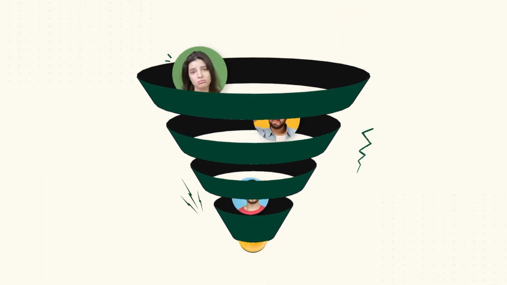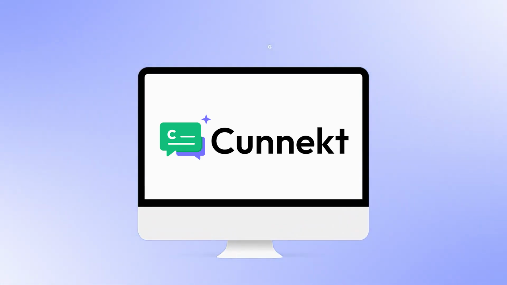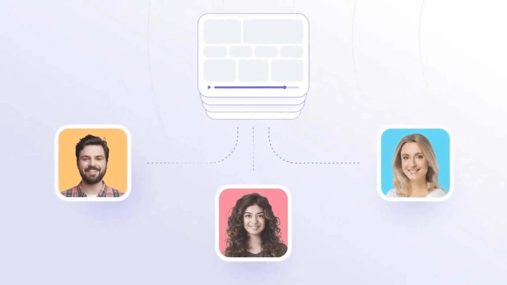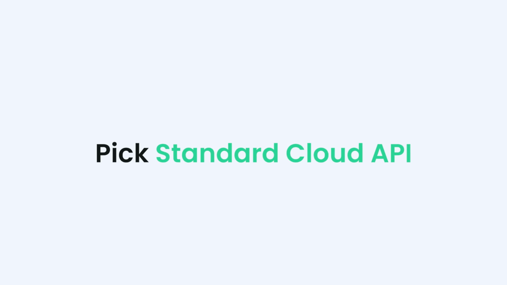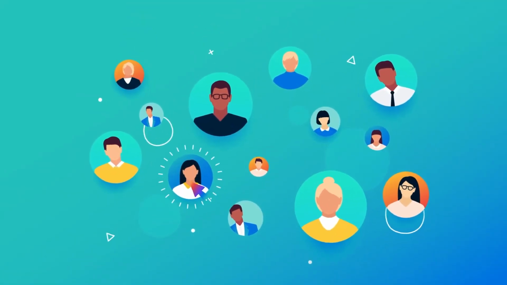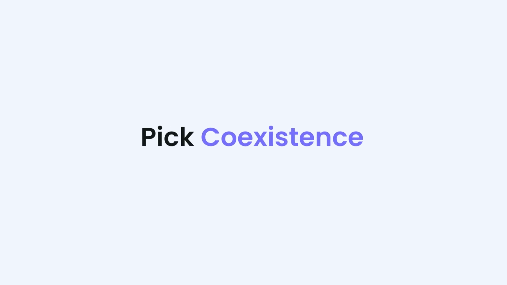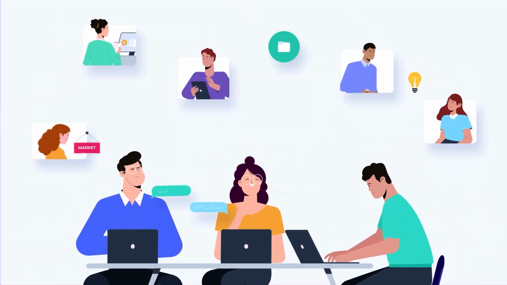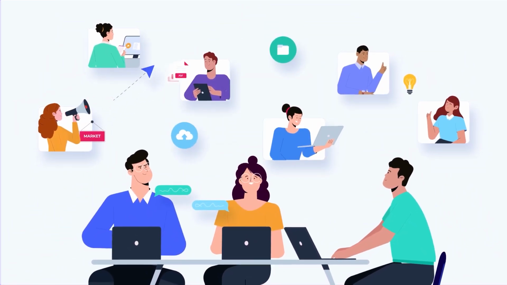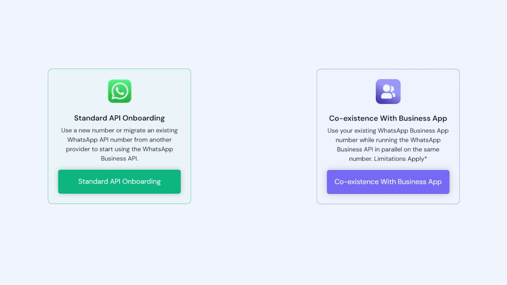The business app stays active. Cunnekt runs alongside it on the same number. Your team splits the work between both. Pick Standard Cloud API if you are looking to scale operations and require voice call routing to team members. Pick Coexistence if your team still needs the WhatsApp Business app running alongside while you add automation and broadcasts through Cunnekt. That's Standard Cloud API and Coexistence.